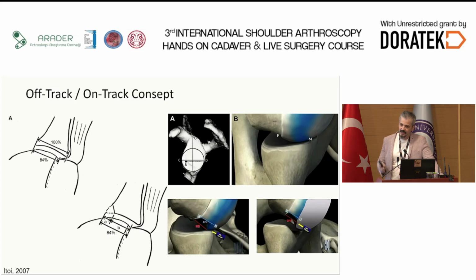And as a result, they stated that if a Hill-Sachs lesion's borders don't exceed the end of the medial cartilage, the lesion will be on-track and labral repair alone will be sufficient. But if a Hill-Sachs lesion exceeds this medial border, then it is named an off-track lesion, and labral repair alone will not be enough to treat this instability.